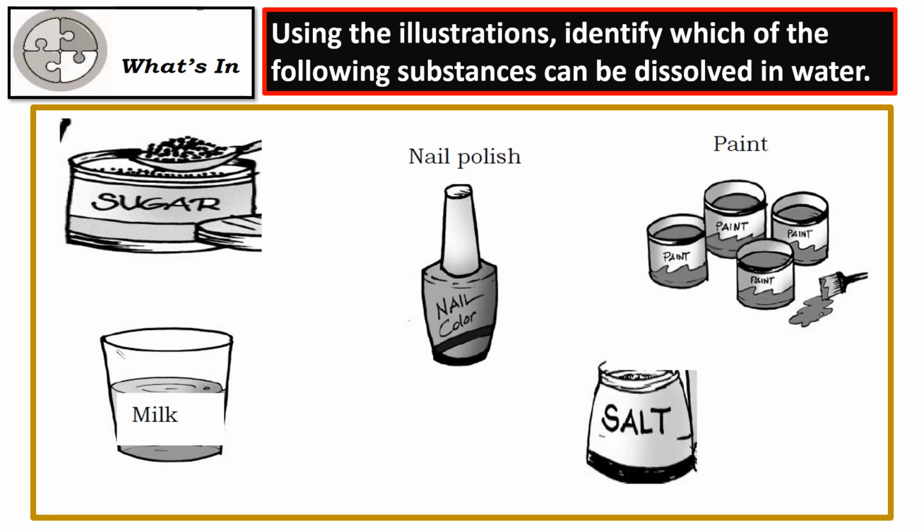Another activity, using the illustrations that we see there, the pictures, identify which of the following substances can be dissolved in water. Sino-sino dyan ang pwedeng matunaw gamit ang solvent na water? Is it sugar? Is it milk? Is it nail color? Is it paint? Or is it salt? Answer.